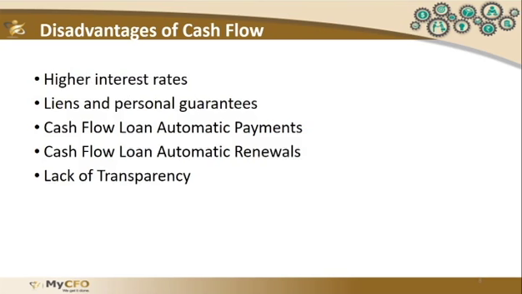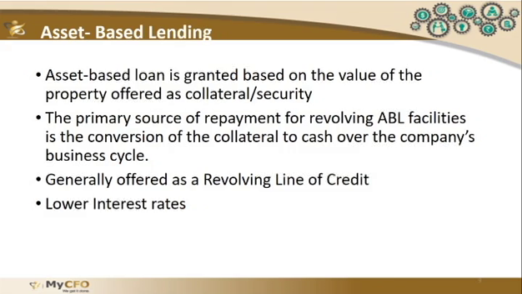With the brokers in the mix, the middleman adds, and therefore the cost of the loan increases. Now, coming to asset-based lending, an asset-based loan is actually granted based on the value of property offered as collateral. The collateral usually is inventory, AR, accounts receivable, or it could be other balance sheet assets like equipment. Asset-based loans basically involve movable assets.